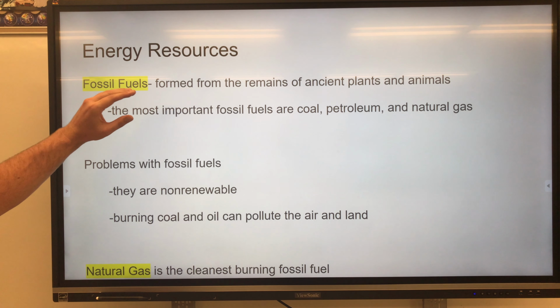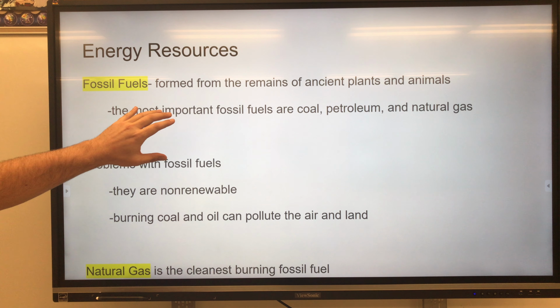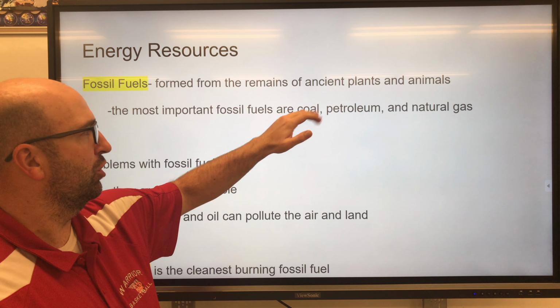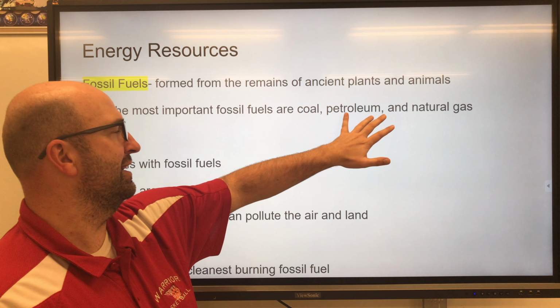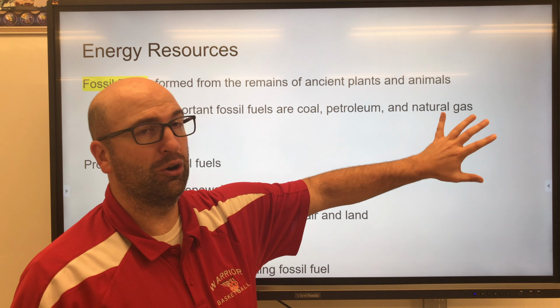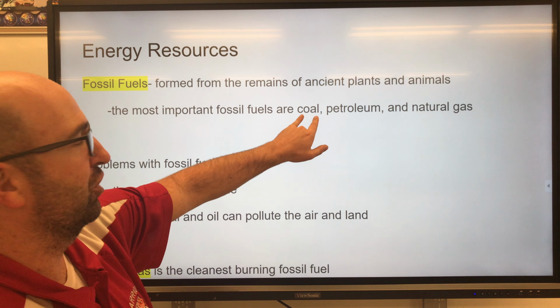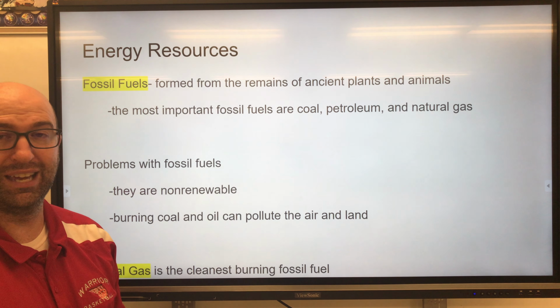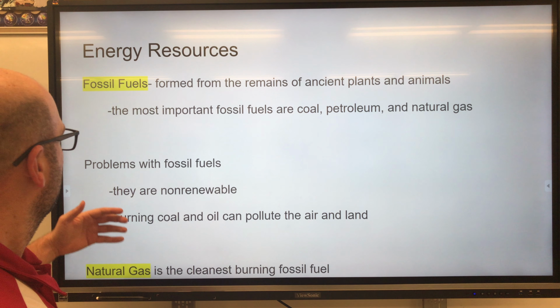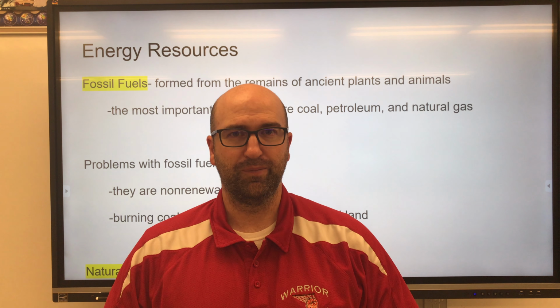So the biggest energy resource that we use as humans are called fossil fuels. And fossil fuels are those items such as coal, petroleum, which is made into gasoline, and natural gas. And a lot of homes now are being heated by natural gas, even more so than coal. Coal used to be the big thing that we use to heat our homes. But there are some problems with fossil fuels.